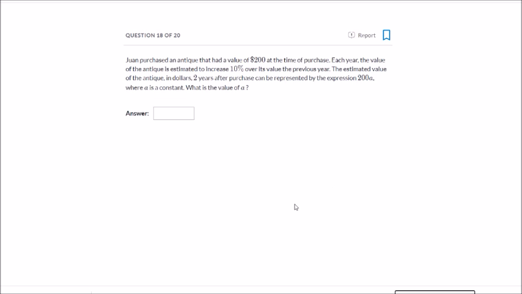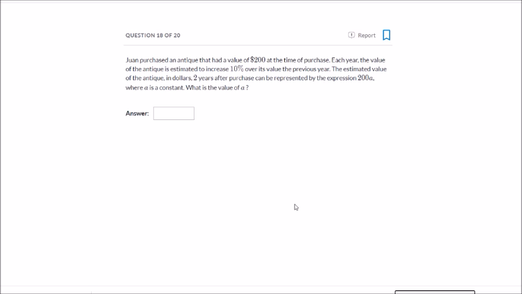Juan purchased an antique that had a value of 200 at the time of the purchase. Each year the value is estimated to increase 10% over the previous year. The estimated value of the antique 2 years after the purchase is 200A. So what's the value of A? 200 is the initial value. We have 10% more over the previous year. So after 1 year, it will be 200 times 110%, because it's 100% for the initial and 10% more. So 110% is 1.1. 200 times 1.1.